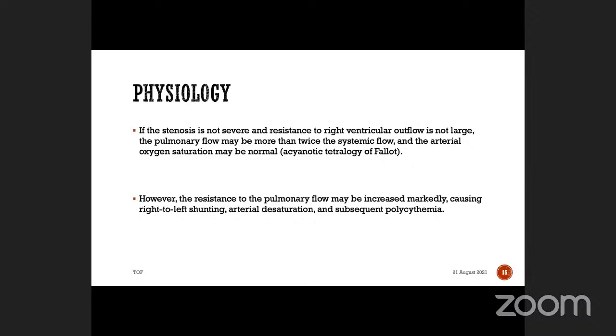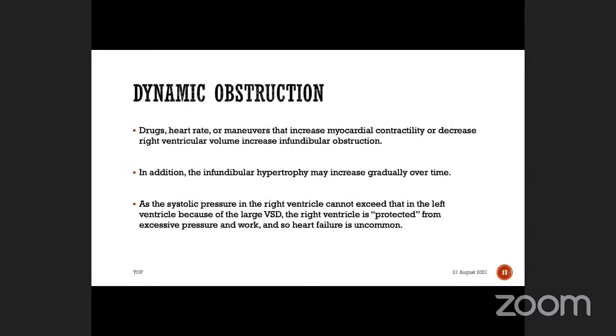However, the resistance to pulmonary artery flow may be increased markedly, causing right to left shunt, arterial desaturation, and subsequent polycythemia. This can happen when the baby is crying. When they are crying, they increase the intrathoracic pressure and create acute pulmonary hypertension, which, because the VSD is just sitting under the aorta, reverses the shunt to right to left, and they get cyanotic. So that's what happens when you have dynamic obstruction.